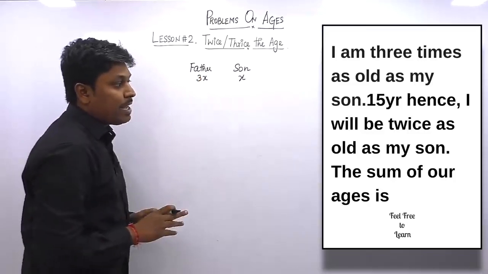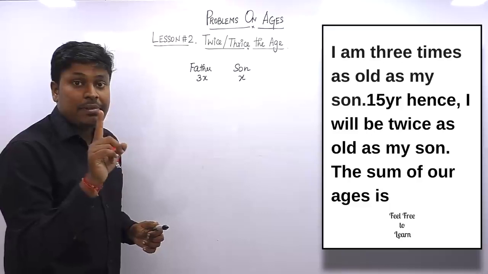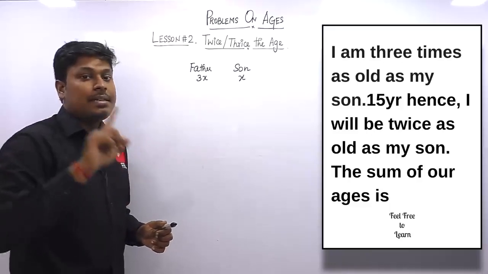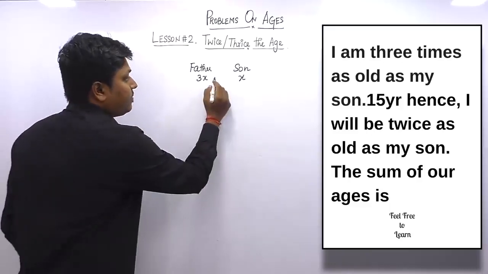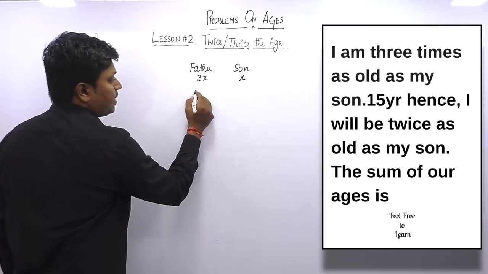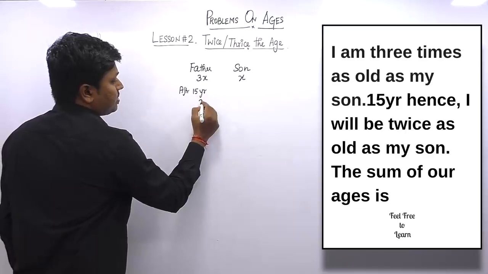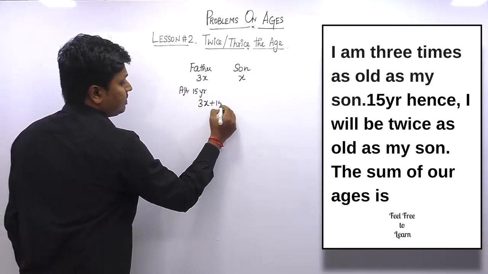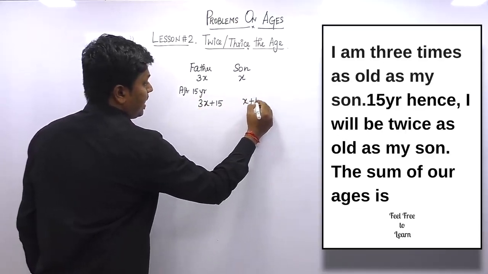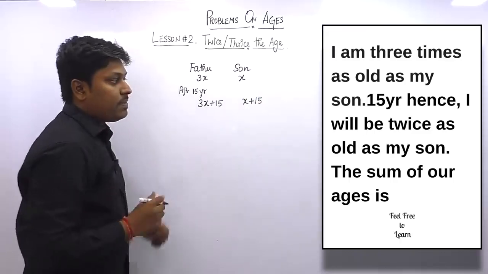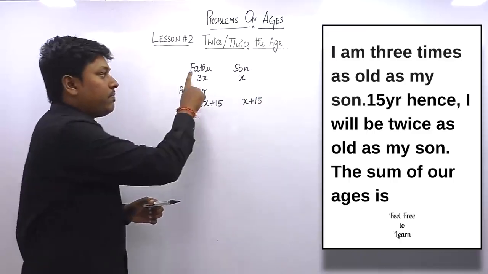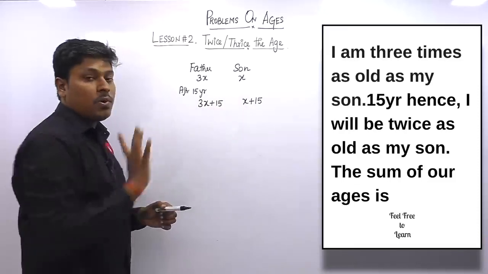In the second point, 15 years hence. What is the meaning of the word hence? Hence determines the future. So after 15 years, plus 15. The father's age will be 3x plus 15 and the son's age will be x plus 15. So after 15 years, I will be twice as old as my son, so the father will be twice as old as the son.